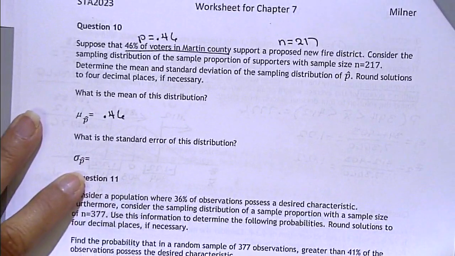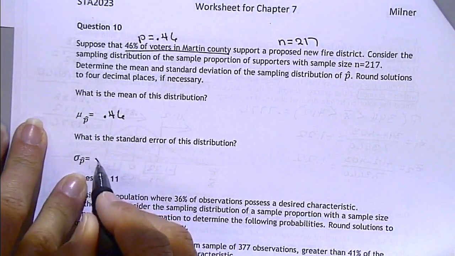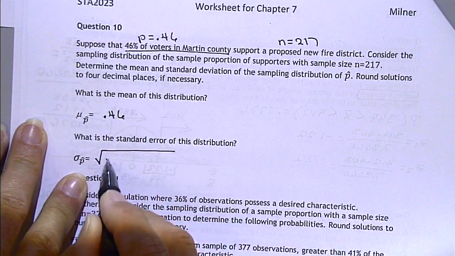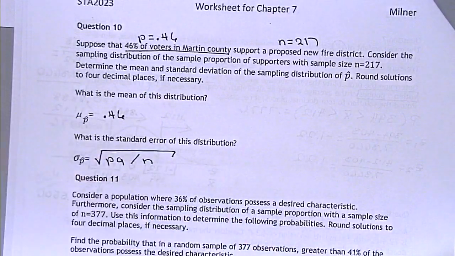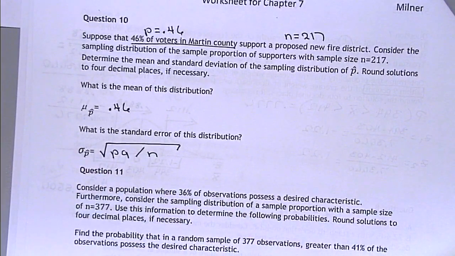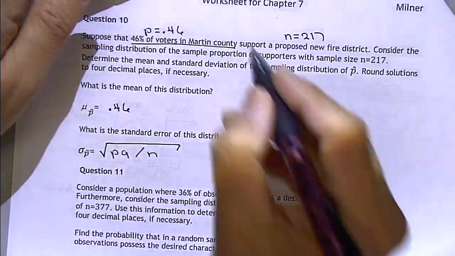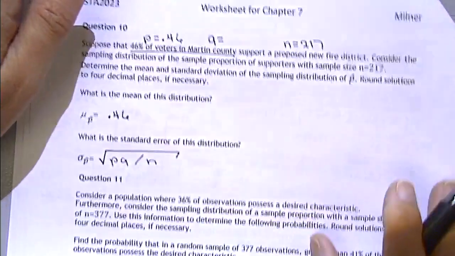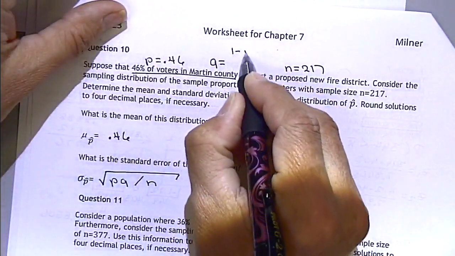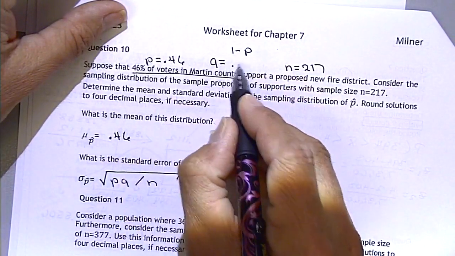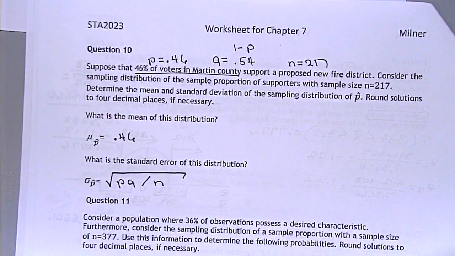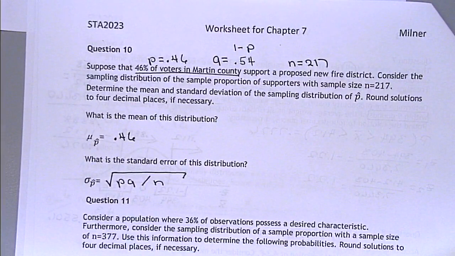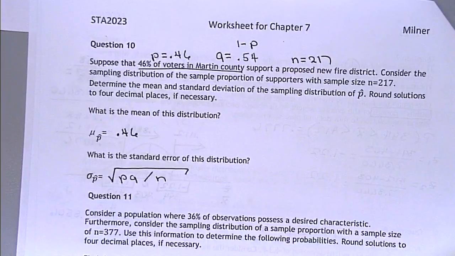What about this one? The standard deviation of p hat is the one, go to your formula sheet, it's the square root of p times q divided by n. Okay, we know p and we know n. Somebody tell me what's q? Good, you got it. q is 1 minus p, okay? So if this is 0.46, this is 0.54, right? p plus q have to equal the number 1. If that's part of the data, then the rest of the data is in q, okay?